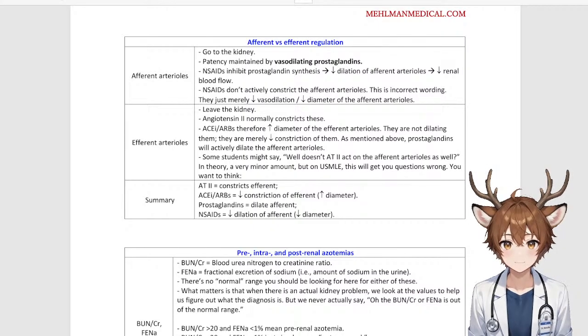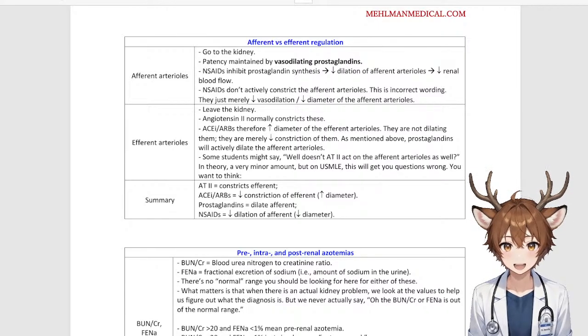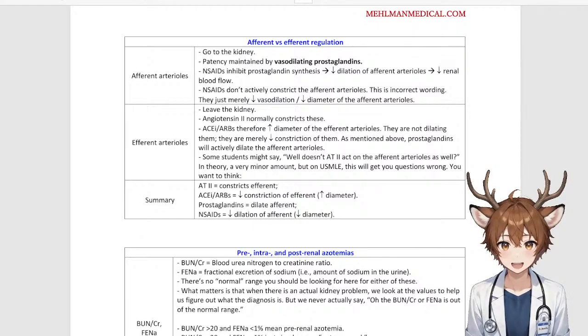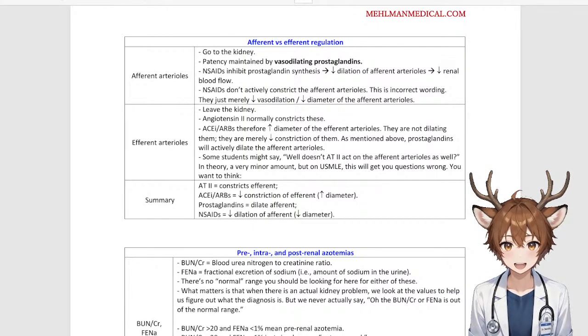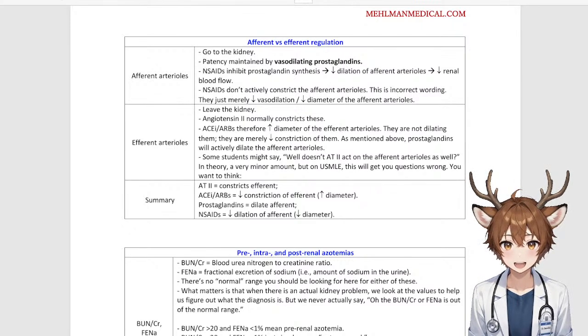You want to think, summary: angiotensin II constricts efferent. ACE inhibitors and ARBs decrease constriction of efferent, that is to say, increase diameter. So I just say that they do dilation. I hate this decreased constriction. No, it functionally dilates.